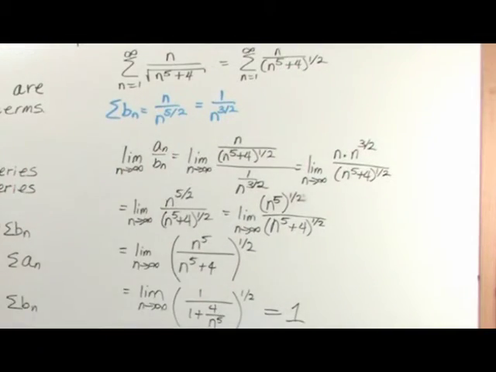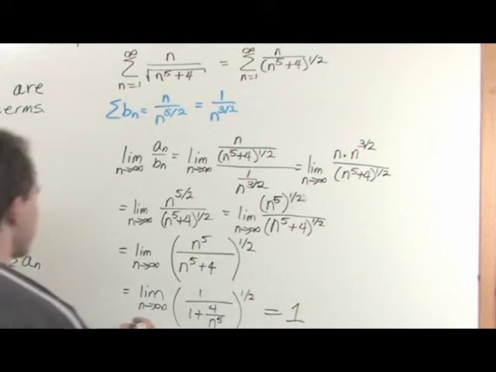b sub n is a p series with p greater than 1, and if you remember back, that means that it converges. And so since the p series converges, and both series either converge or diverge, since we've proven b sub n converges, we know a sub n converges.